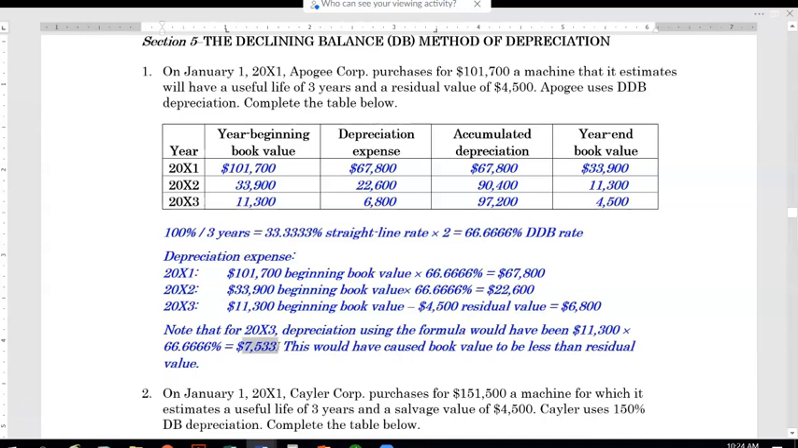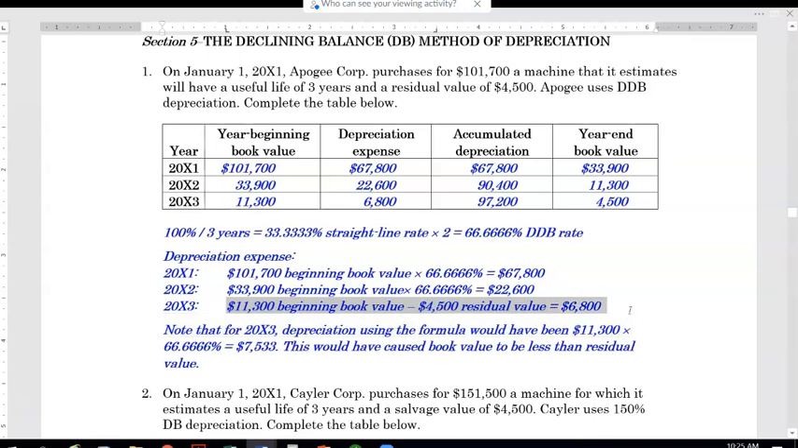But the problem is, if I use that number, my year-end book value will not stand at 4,500. So I am going to ignore that. Even though the calculation says 7,500, I'm gonna ignore it. I'm gonna say, okay, wait a moment. How much do I have? 11,300. How much do I want to have? 11,300 minus 4,500 that I want to stop at my residual value gives me $6,800.